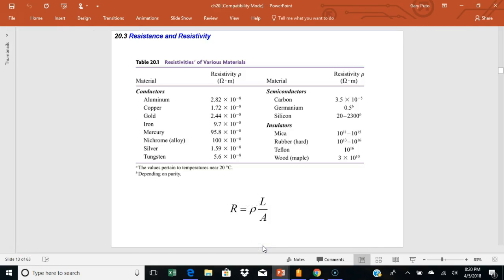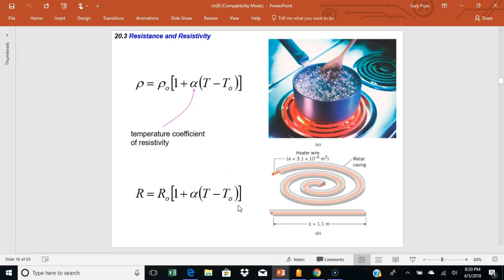If you look on this chart, the list of resistivity of various materials, these values pertain to temperatures near 20 degrees centigrade. If the material is not at 20 degrees centigrade, you've got to make adjustments to the resistivity of the material.